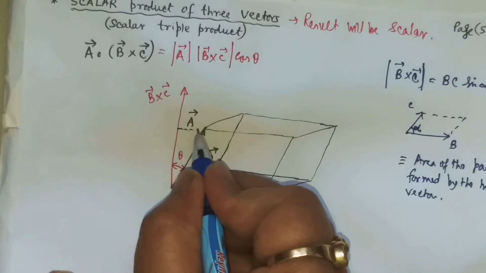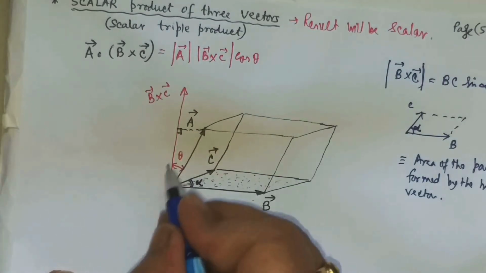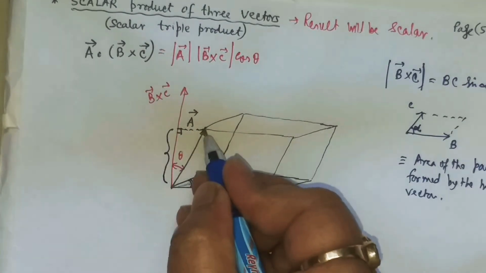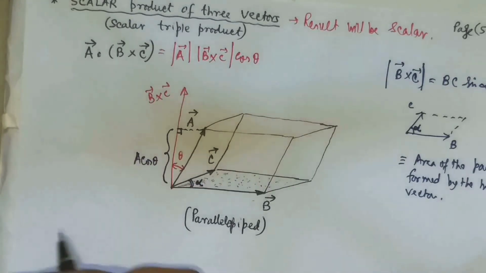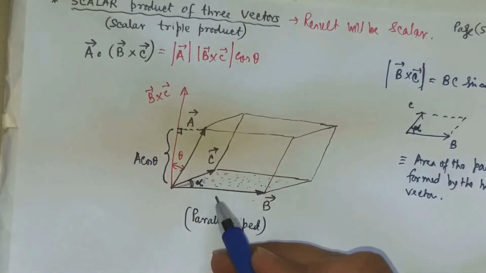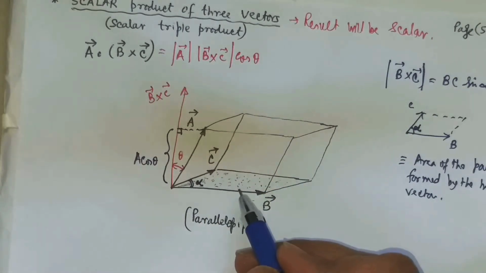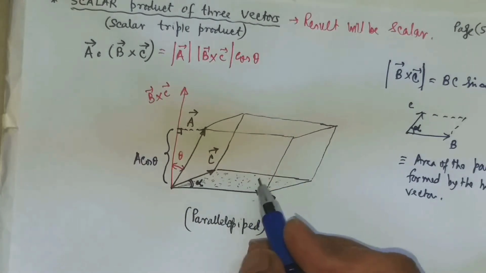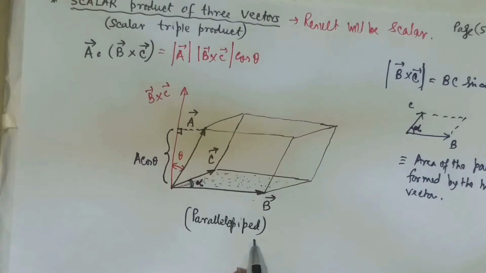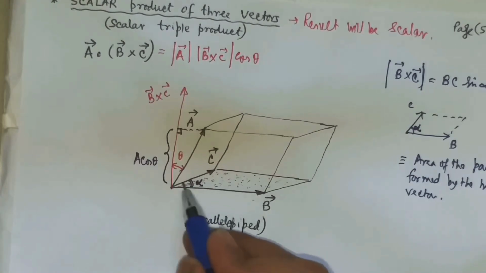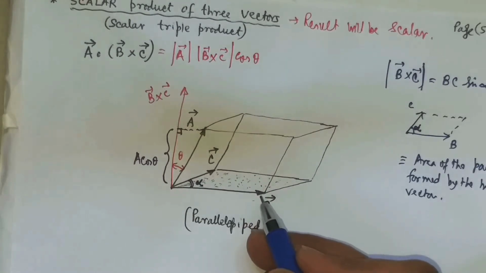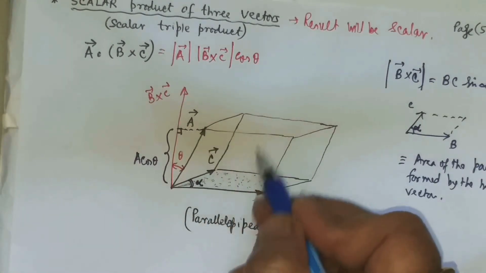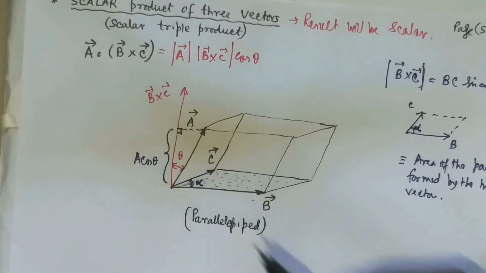This is angle theta. Now further, what is A cos theta? Just from A, draw a perpendicular on this. So everybody can understand if this magnitude is A, so this is A cos theta. And what is this figure we are having? This figure is having 6 faces. Each face is a shape of a parallelogram. So this is called parallelepiped. And for this parallelepiped, the base is a parallelogram because each face is a parallelogram. And this is the height of this parallelepiped. What is the height? A cos theta.